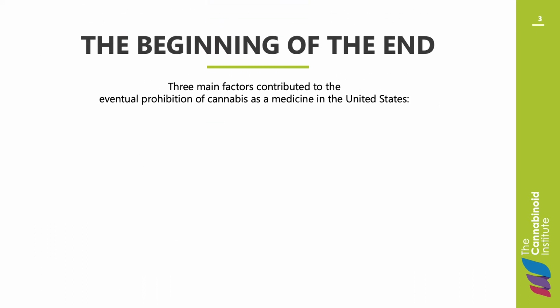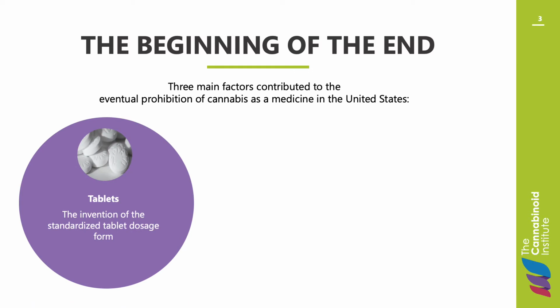Three main factors contributed to the eventual prohibition of cannabis as medicine in the United States. First, cannabis was mainly used as an analgesic and sedative, so when the aspirin tablet was first developed in a much more reliable and easily dosed formulation, it quickly supplanted cannabis usage. The additional development of substances such as chloral hydrate and barbiturates, also in easily dosed tablet forms, made the unreliable medical cannabis tinctures practically obsolete.